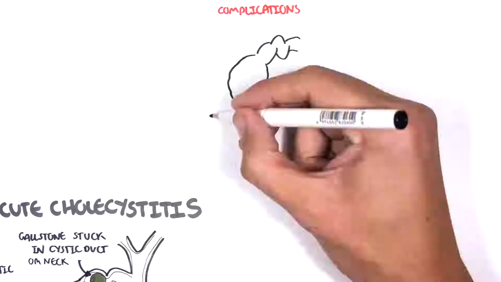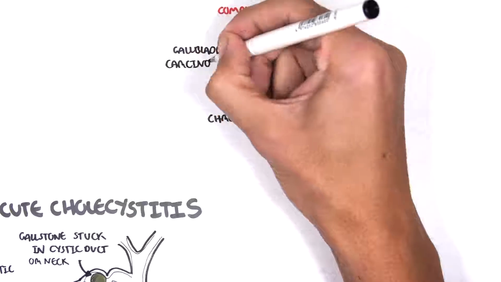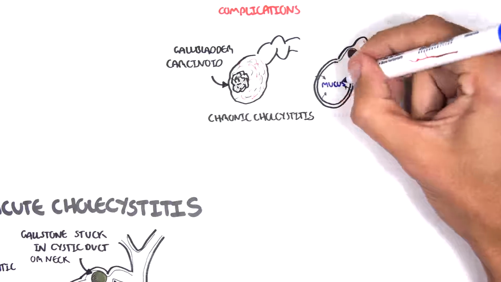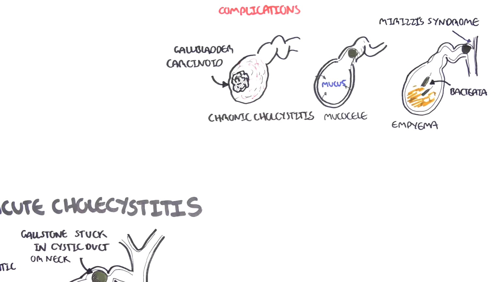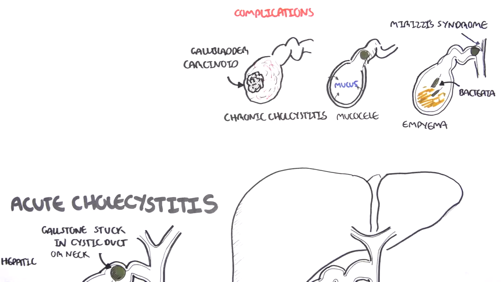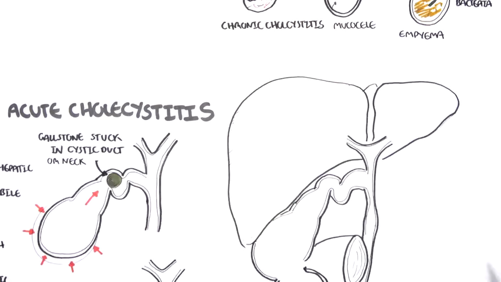These three findings make up what's called Charcot's triad. Complications of cholecystitis include a tumor of the gallbladder, chronic cholecystitis, mucocele, where mucus is secreted into the gallbladder, and empyema, which is pus in the gallbladder thanks to infection by bacteria. There is Mirizzi syndrome, which is basically when a gallstone in the cystic duct impacts or obstructs the hepatic duct. An obstruction of the hepatic duct means that the bile being produced by the liver will backflow and cause what's known as obstructive jaundice.